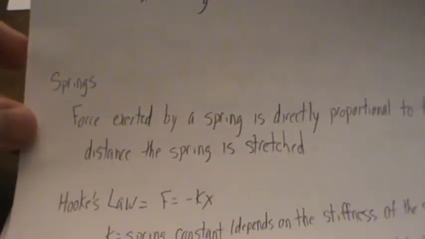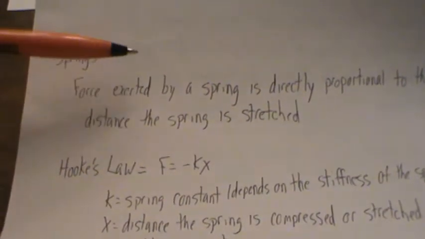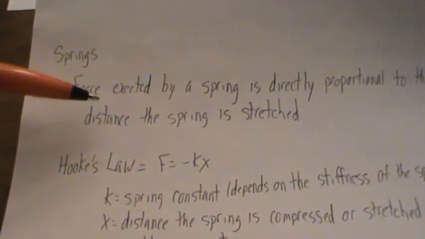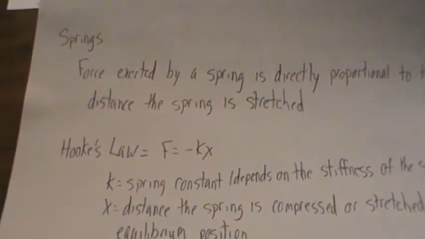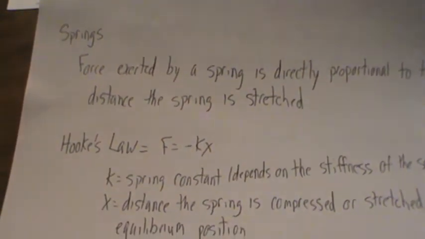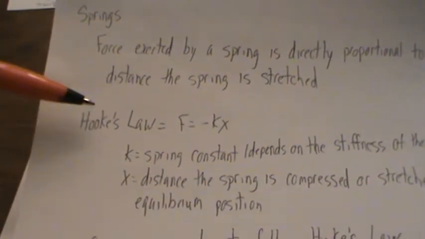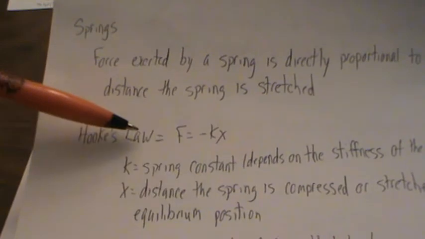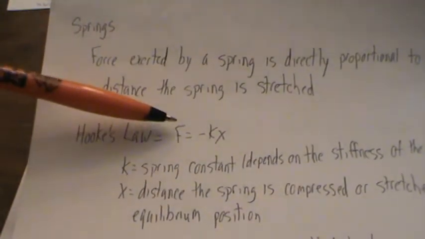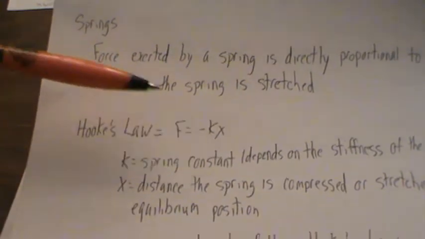All right, now, if we look at springs. With springs, the force exerted by a spring is directly proportional to the distance the spring is stretched. So the further out you stretch that spring, the more force there will be. And the way that we can figure this out is by using what is called Hooke's law. Hooke's law says force is equal to negative k times x.